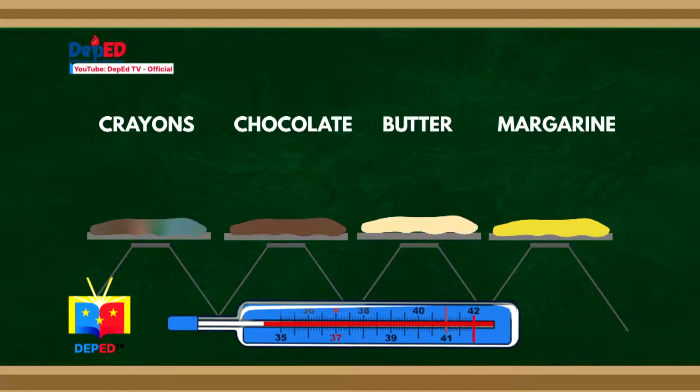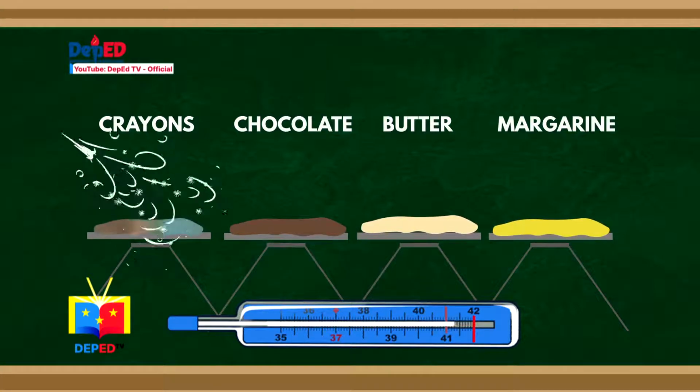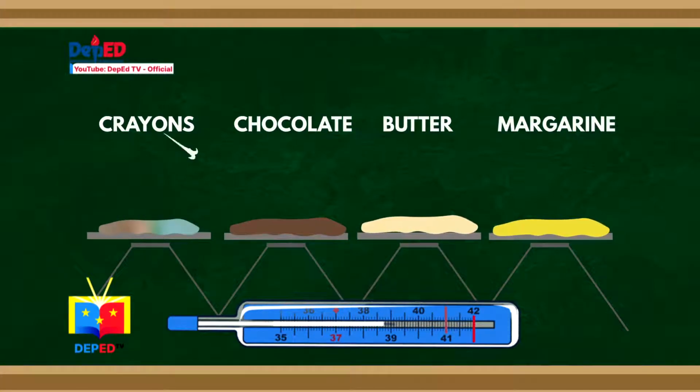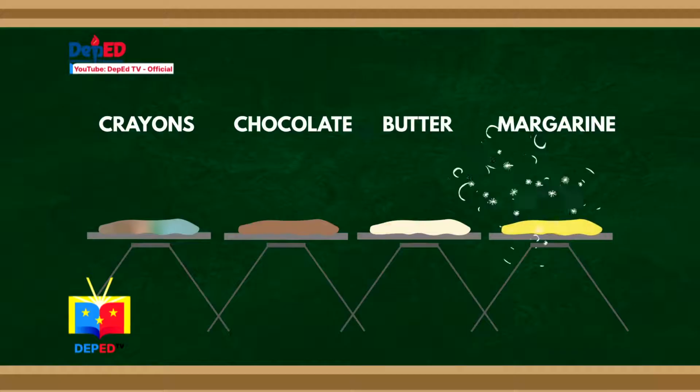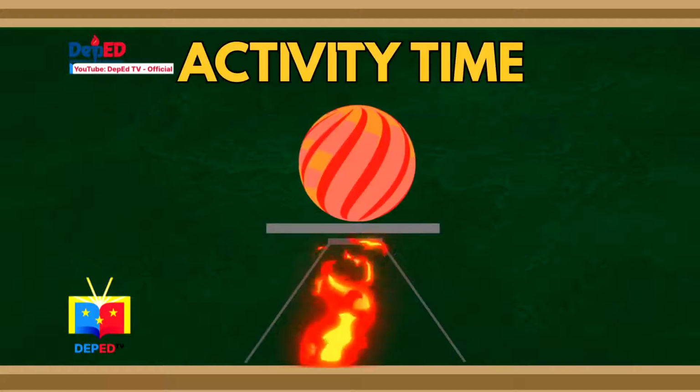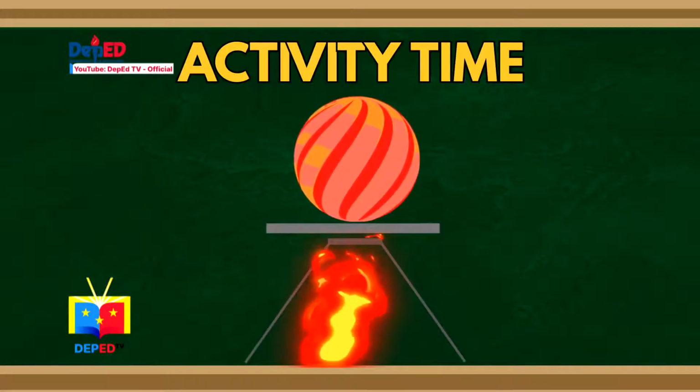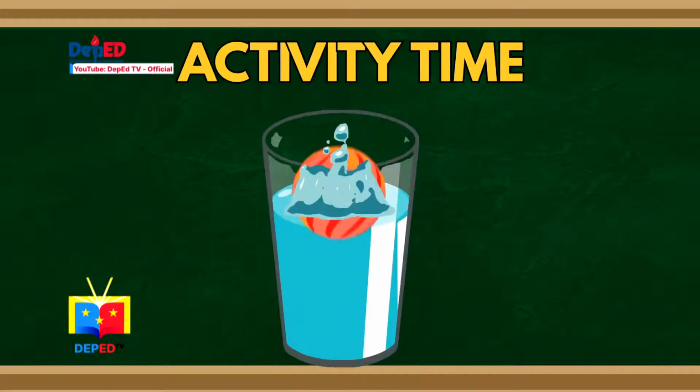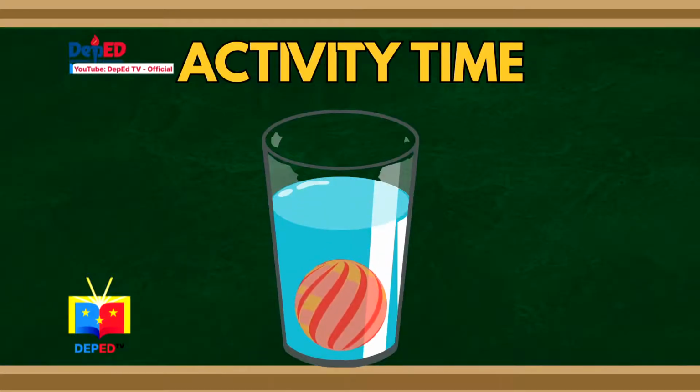But when the materials are cooled, their temperature decreases. They turn back to their original state of being solid. There is also a change in their size, shape, and texture. Materials also expand when heated and contract when cold.